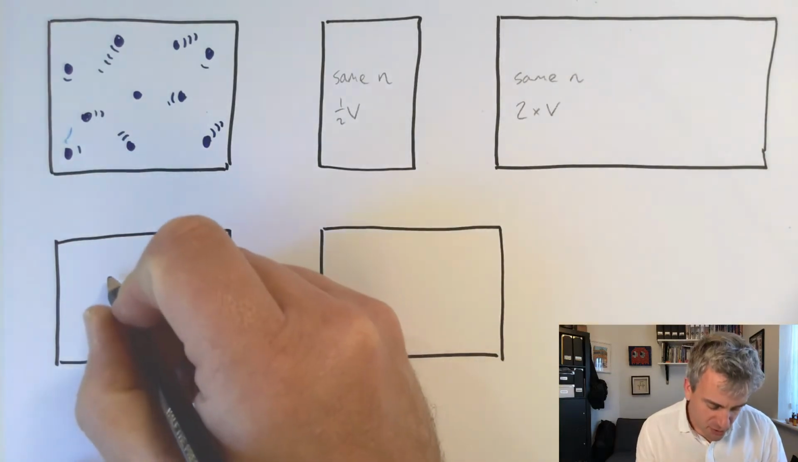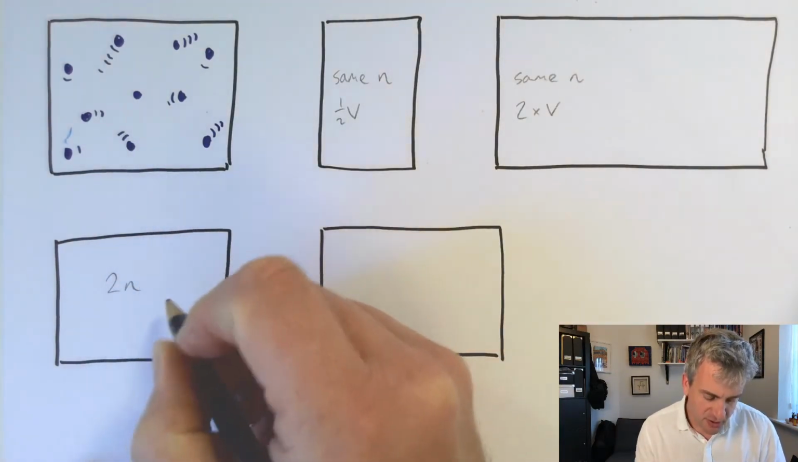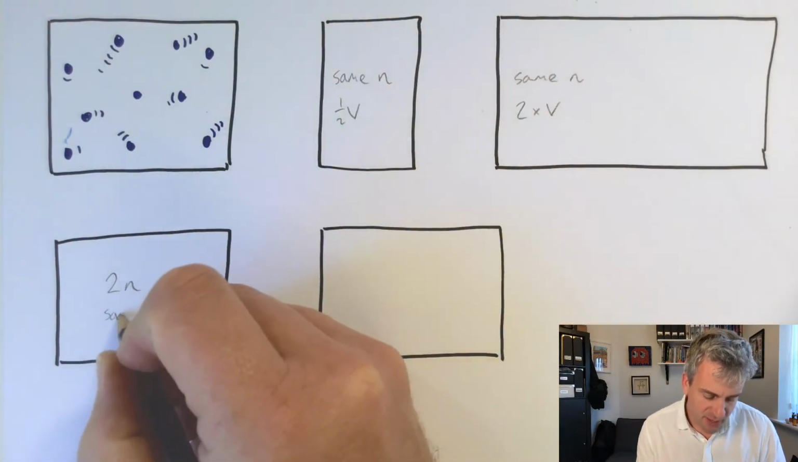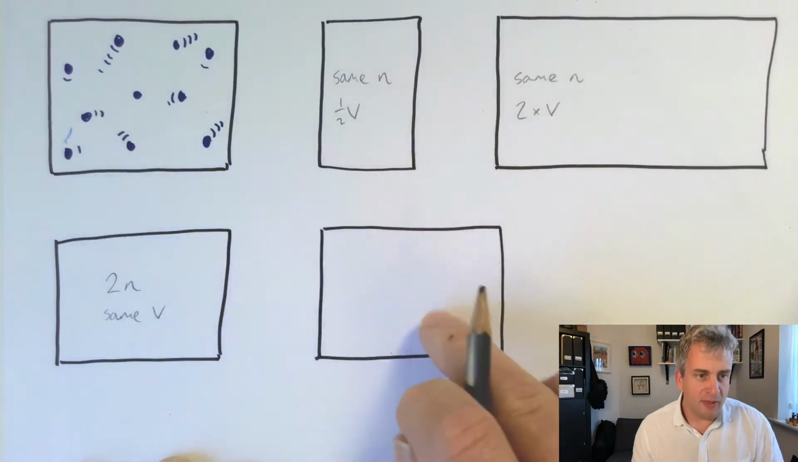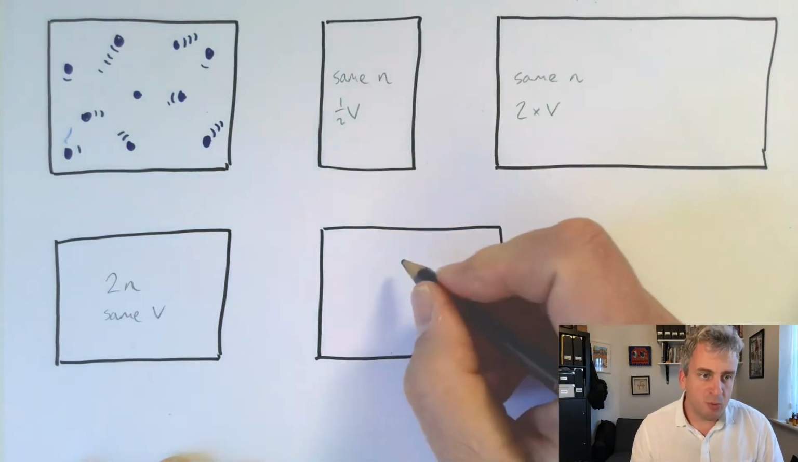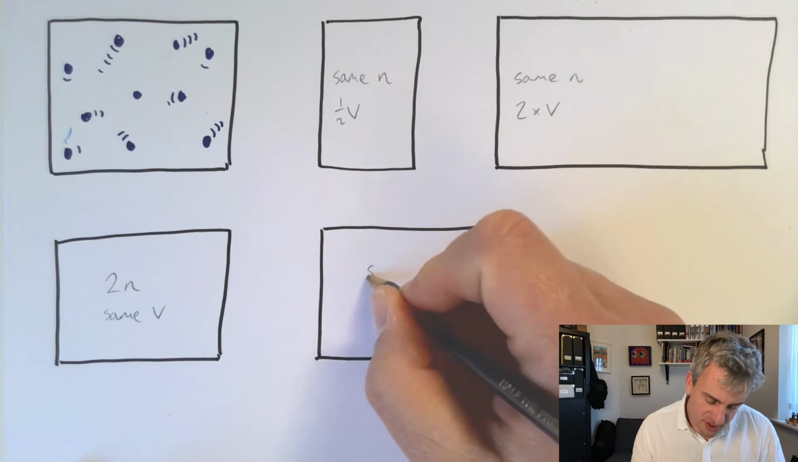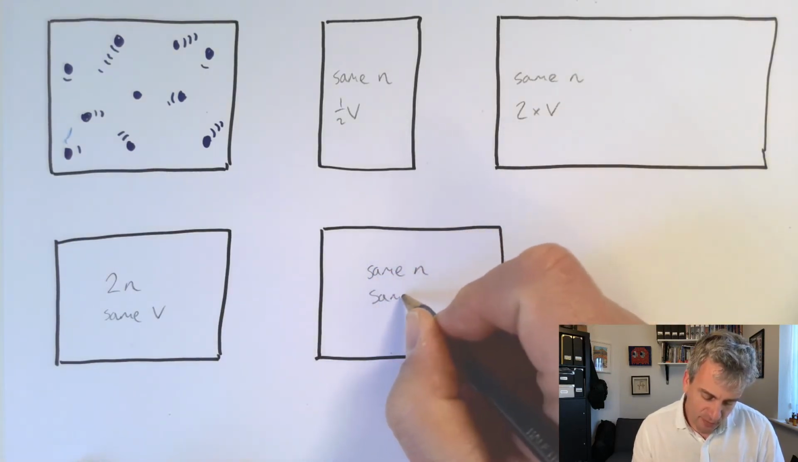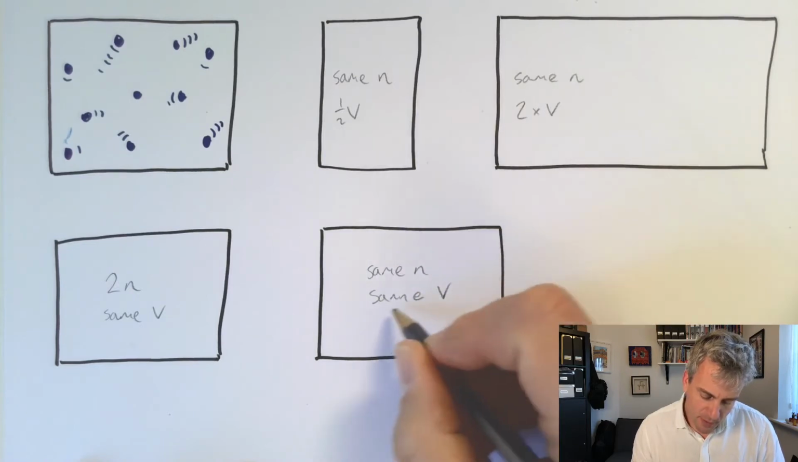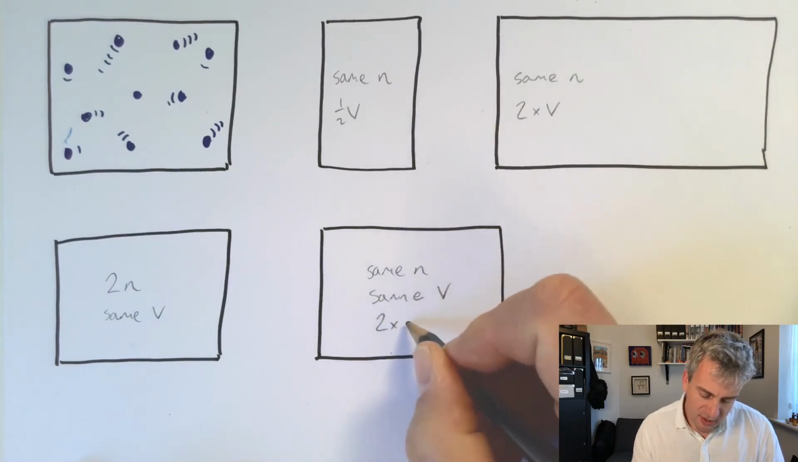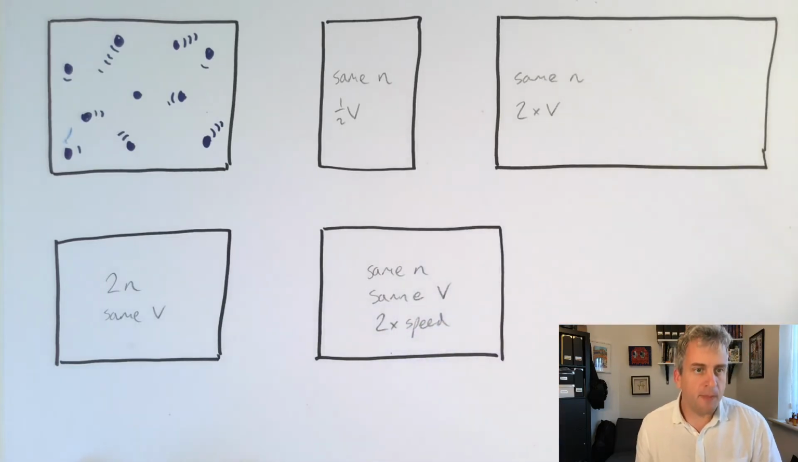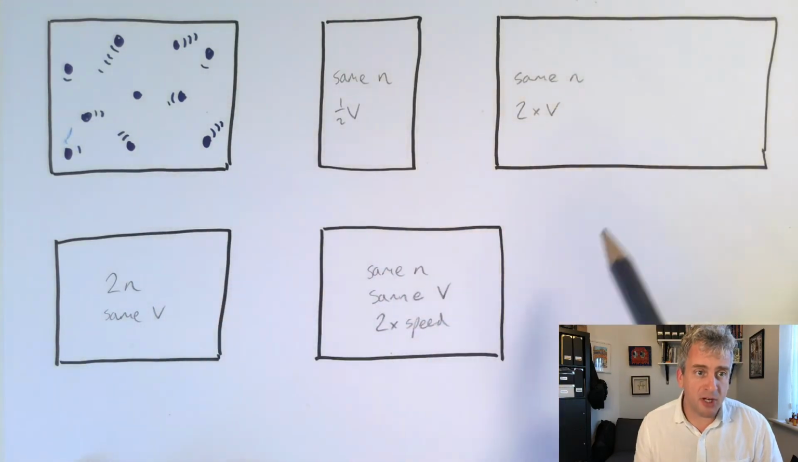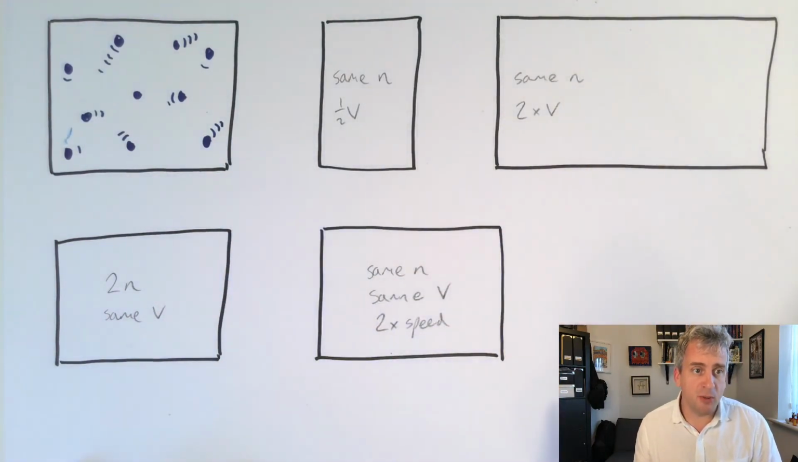What about if you've got twice the number of particles, but you've got the same volume? And then the hardest one here is what will happen if you've got the same number of particles in the same volume, but they're going twice as fast. Okay, so pause the video, have a think what will happen to the pressure in each of these four situations.